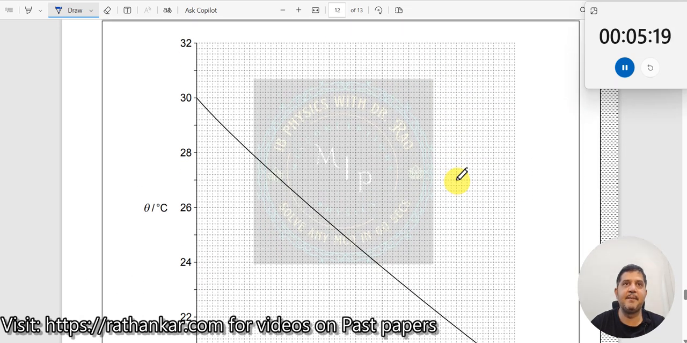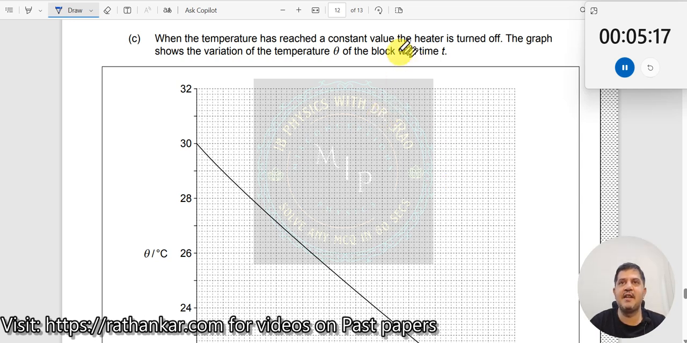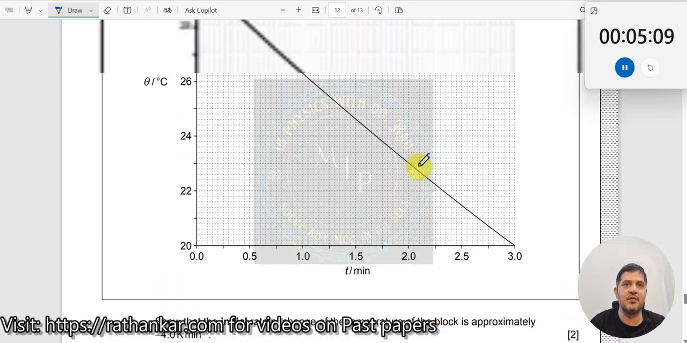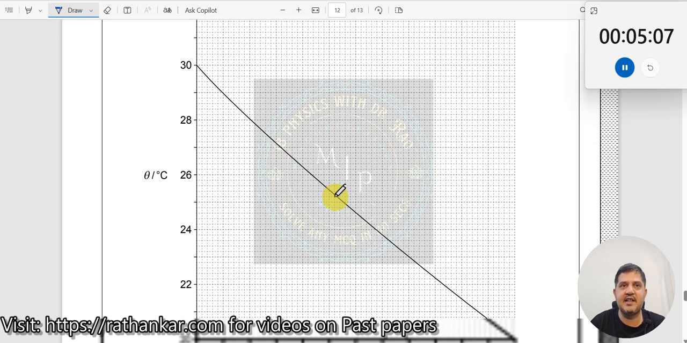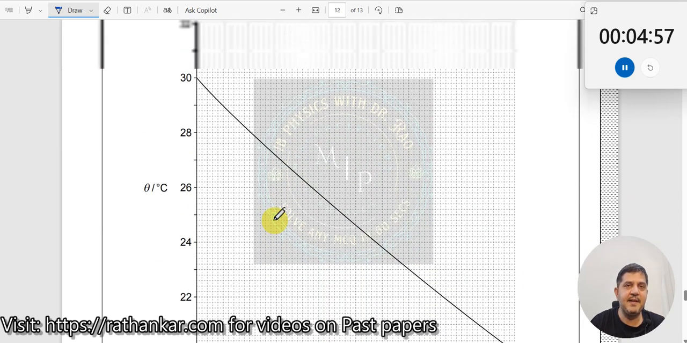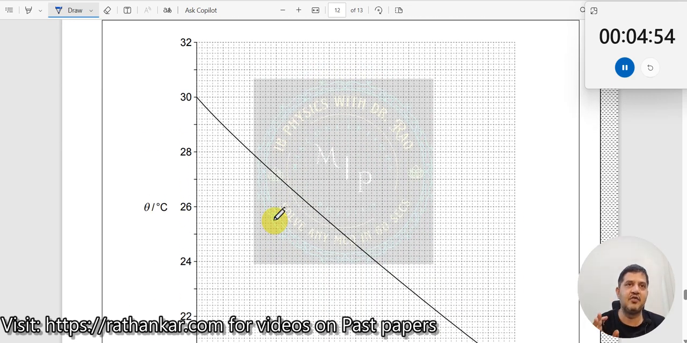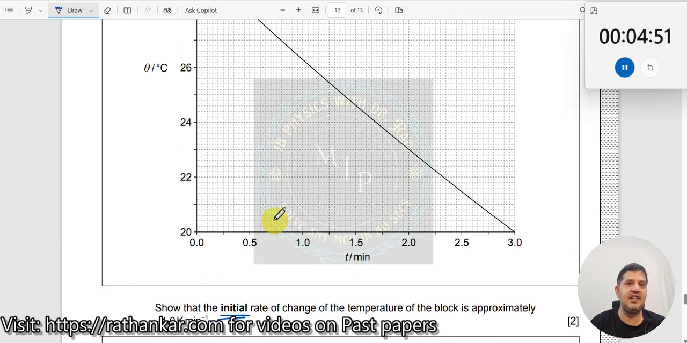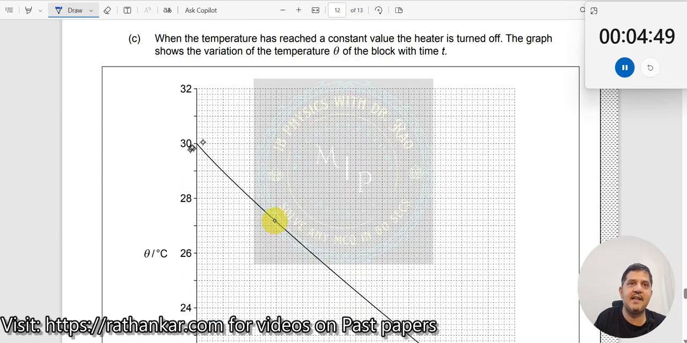Right. Next question. When the temperature has reached a constant value, the heater is turned off. The graph shows a variation of the temperature theta of the block with time t. So theta versus time t is shown. It appears to be like a straight line, right? What is the question? Show that the initial rate of change of temperature of the block is approximately minus 4 Kelvin per minute, which means he is asking you to find out the slope at the initial point. Initial means it is happening at this point. Now find out what is the tangent here, what is the slope here.